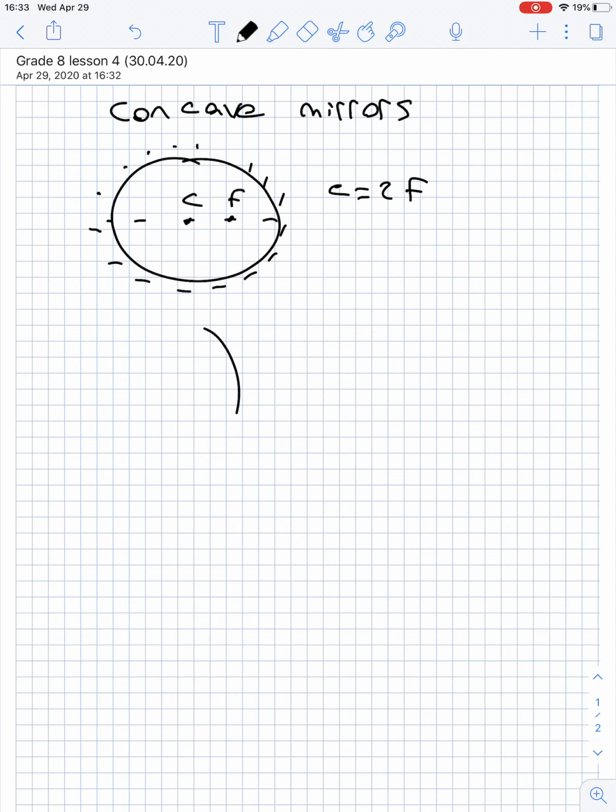If I take half of the spherical glass, it looks like a spoon. This is the principal axis, this point is the focal point, and this point is the center. If the principal axis and the concave mirror intersect at the same point, this point is named the pole point.